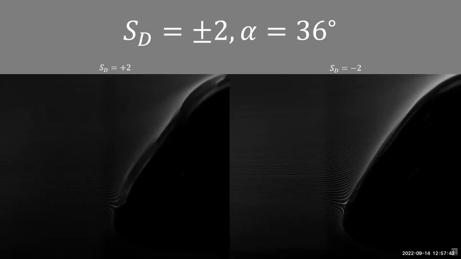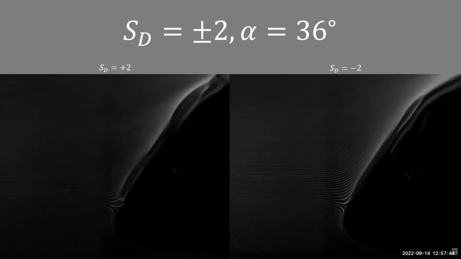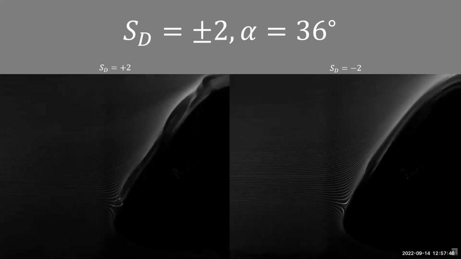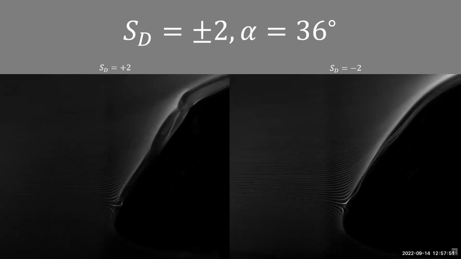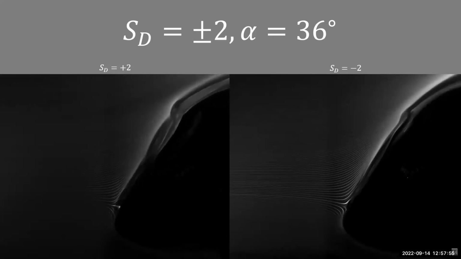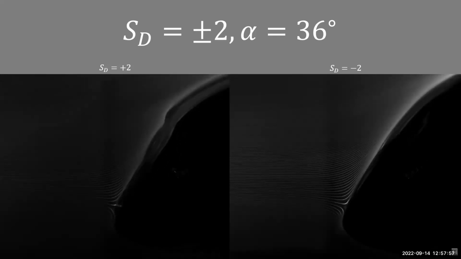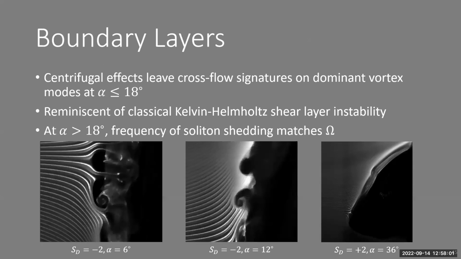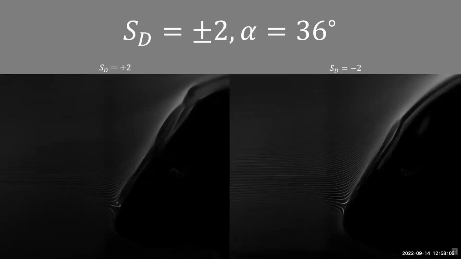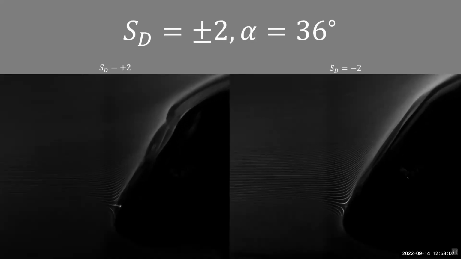And at the highest angle of incidence case, we lose that primary mode of vortex shedding. We have a soliton mode of vortex shedding. It is amplified, and the frequency matches the angular rotation rate of the disk. Okay. Would you change the rotation speed and keep matching it, so it's locked in? I would suspect it did, but I didn't actually do that.